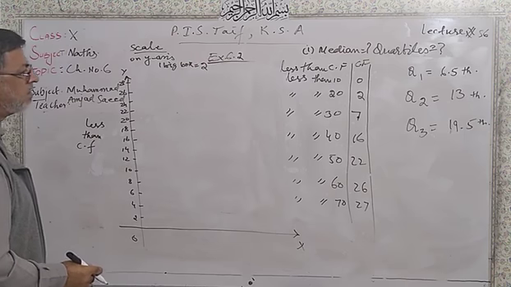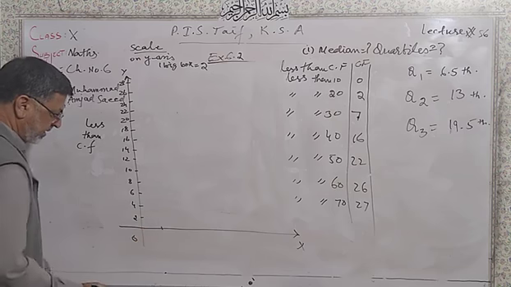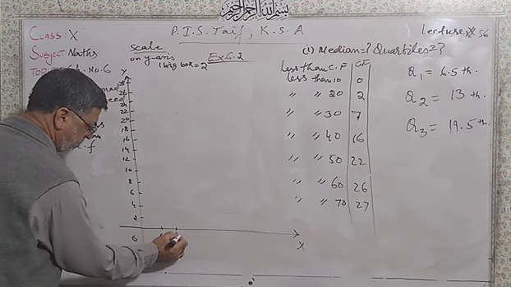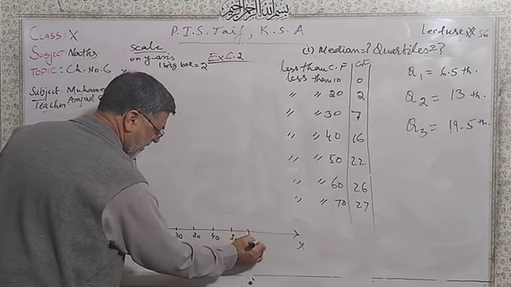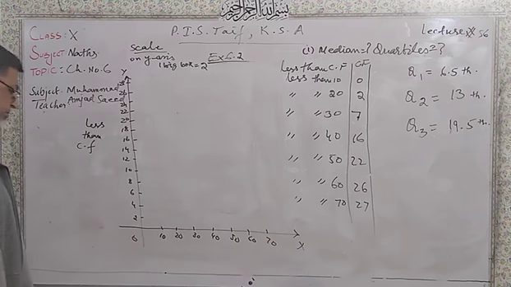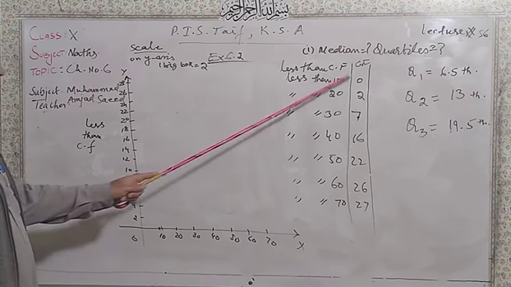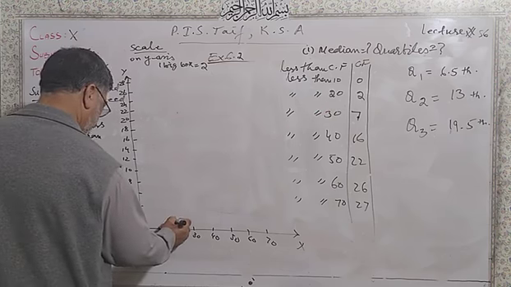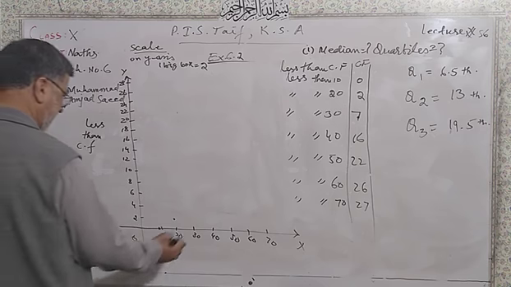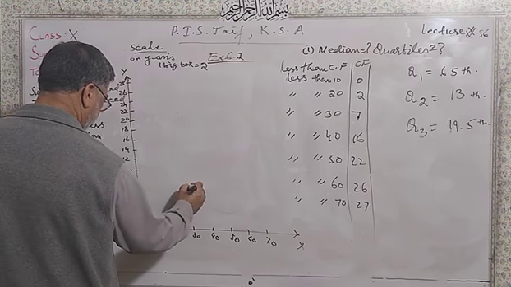And here are the class boundaries. We have to write down the class boundaries. Here is 10, 20, 30, 40, 50, 60 and 70. Less than 10 was 0. Less than 20 was 2. And less than 30 is 7. This is in between 6 and 8. Less than 30 is 7.